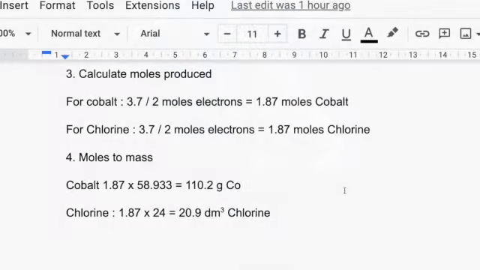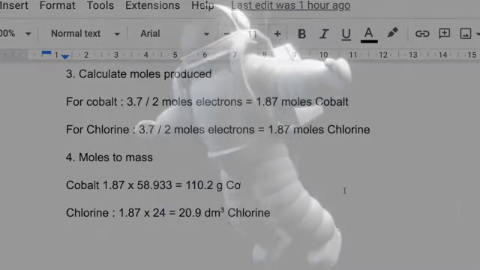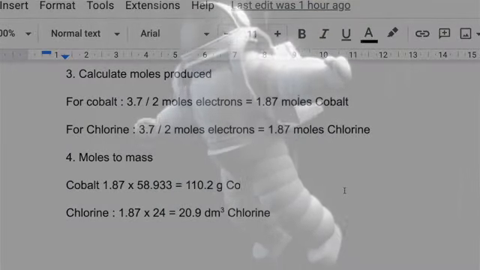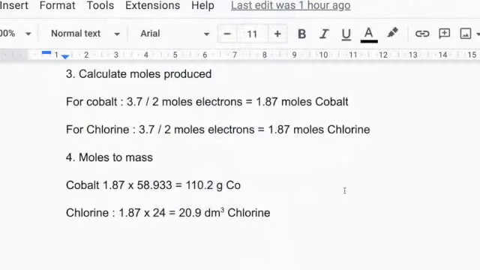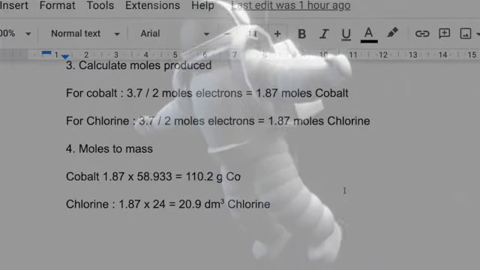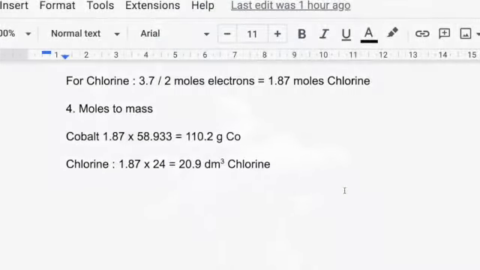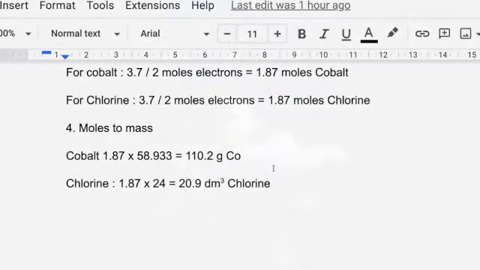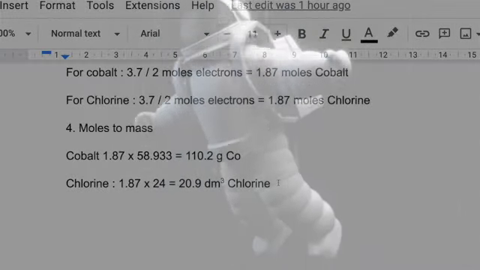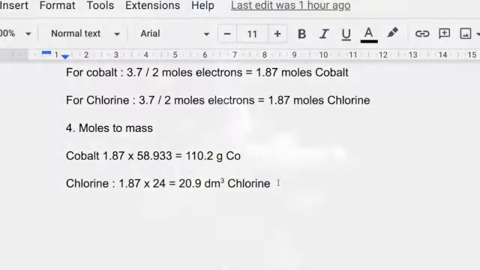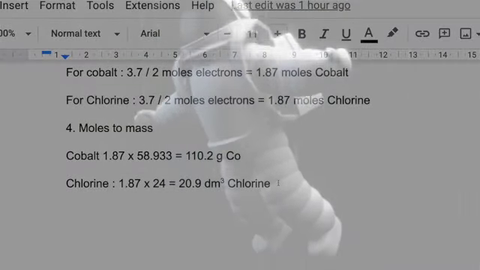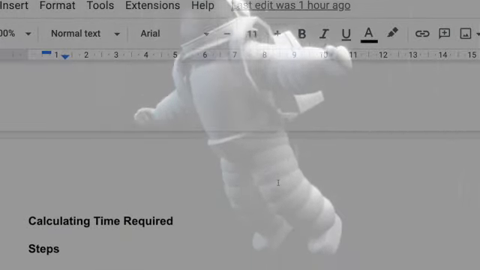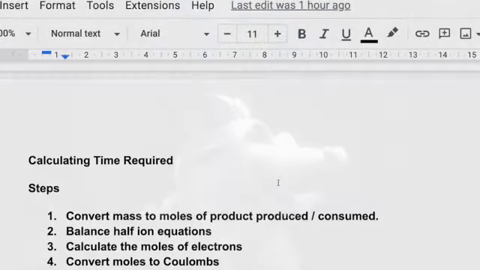For cobalt, we had 3.7 moles over 2, which is 1.87 moles of cobalt. And then the chlorine, again, 3.7 moles over 2, because that was for 1 mole. That's 1.87 moles of chlorine. Convert the cobalt to mass, just times it by the atomic mass, we get 110.2. And for the chlorine, times it by 24, molar volume of the gas, roughly 21 dm cubed of chlorine. That's a lot of chlorine, but it was for 5 hours.